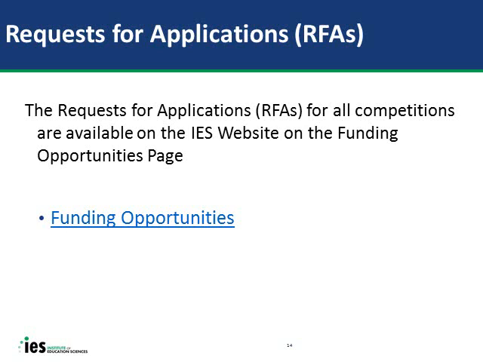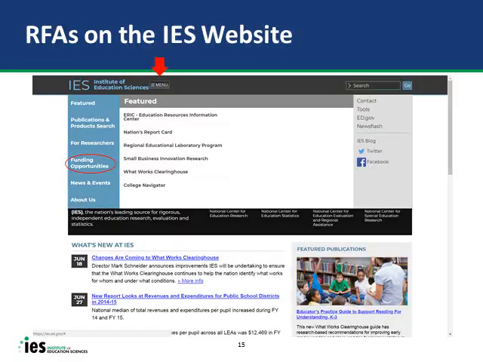You can find all RFAs for current fiscal year competitions on the IES website on the Funding Opportunities page. To get to the Funding Opportunities page, go to the main IES webpage and click Menu. From the drop-down, select Funding Opportunities.